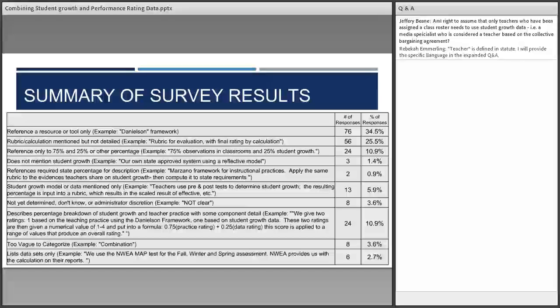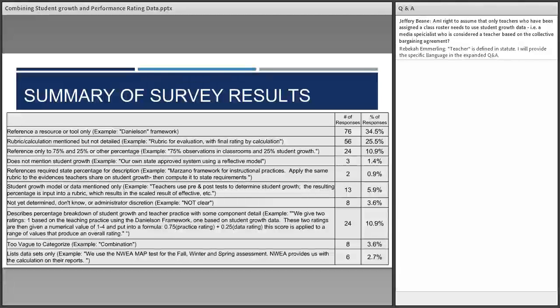So, the categorization of the responses on methods being used across the state for determination of an overall effectiveness rating. These responses were put into a number of different categories. 76 responses, or 34.5% of total responses, indicated a reference to a resource or a tool only. The question was, please describe in detail the method that you use, using calculation or other or rubric. An example response of this category would be Danielson or Danielson framework or another tool. So that was 34.5% of responses.